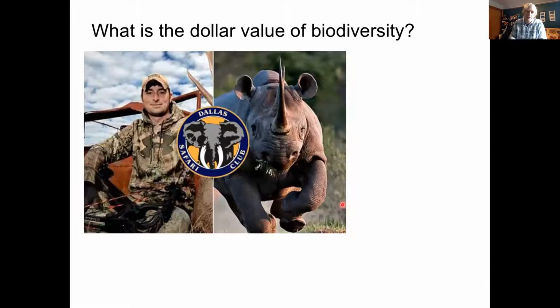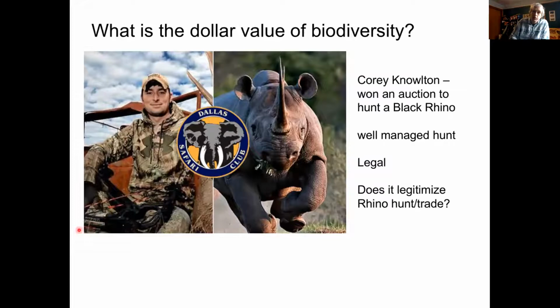So for example, this is Corey Knowlton. Corey Knowlton is part of the Dallas Safari Club, which is a big group out of Texas. And Corey Knowlton, a few years ago, actually won an auction to hunt a black rhino, which initially is just crazy. Black rhino are one of the most endangered species on the planet. They're a huge conservation icon. People have been working hard for decades to try and keep these things alive, and yet they allowed one to be hunted. But in this case, it was a very well-managed hunt.